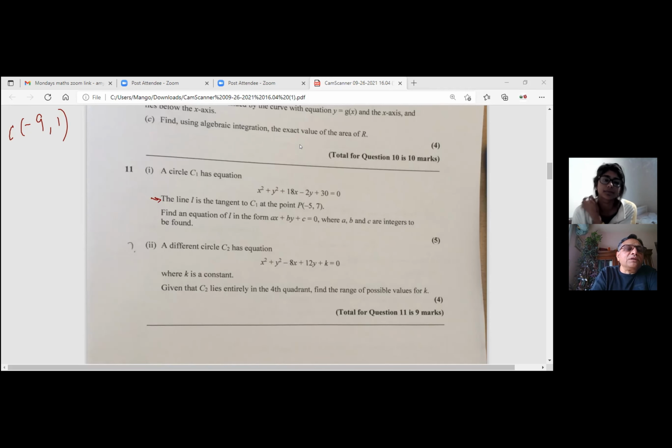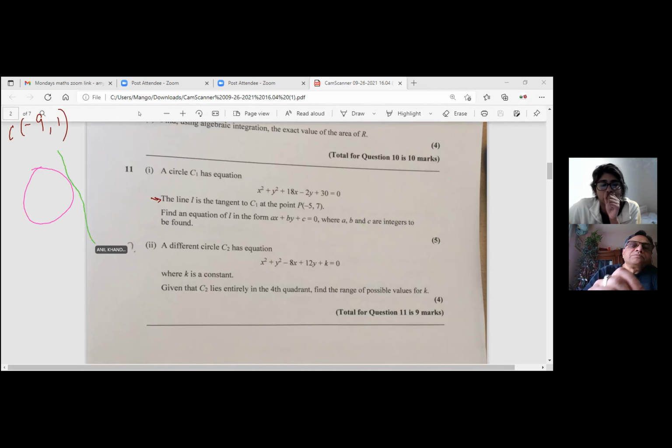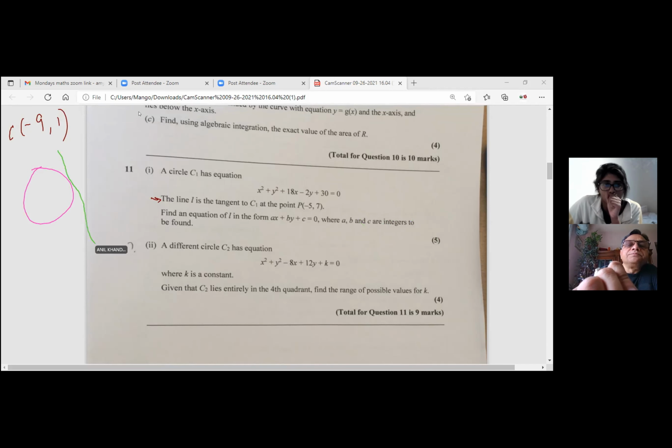So what is given to us is something like this. We have a circle here, right? And a point -9, 1, and a line being tangent at a particular point, which is -5, 7. So let me draw a tangent here. Okay, so let me just imagine this is... undo. Okay, we'll redo it, right?